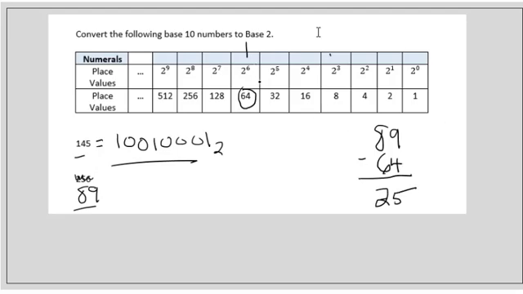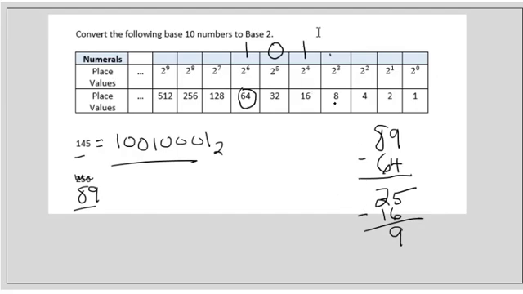So I'm going to go to the next place value. I'm going to either put a 0 or 1 in here. Well, I can't get 32. That's too many. So I'm going to put a 0 here. Can I get a 16? The answer is yes. I'm going to put a 1 there. And now I'm going to subtract 16. And I'm going to get 9.